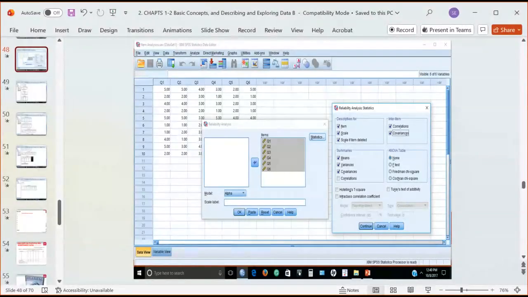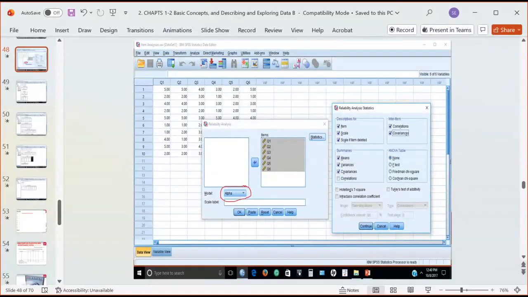The one that we use is Cronbach's alpha, or just alpha. You can see right there in blue. That's by default there. Cronbach's alpha is the best measure of reliability because you can use it for essay questions or multiple choice, dichotomously scored or non-dichotomously scored. That's why we leave it there.